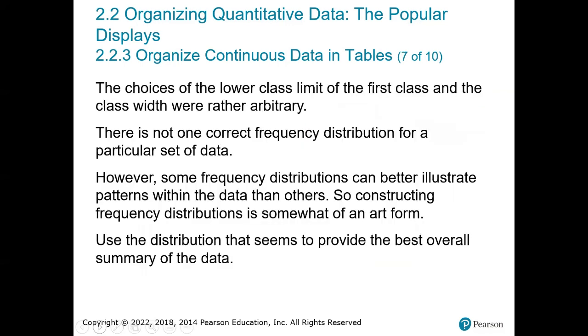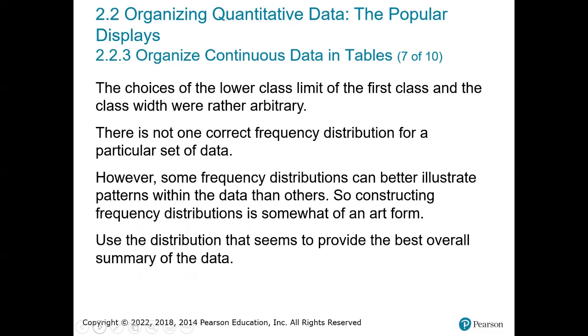So things to note. The choices of the lower class limit for the first class and class width are arbitrary. It does not matter what you pick, okay? You could have grouped by 10s. You could have grouped by 30s. It doesn't matter. There is no one set way you have to do it. There is no one correct frequency distribution. It is what you as the statistician decide to make.